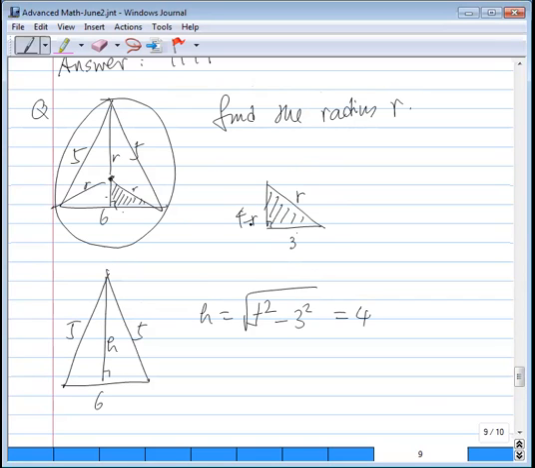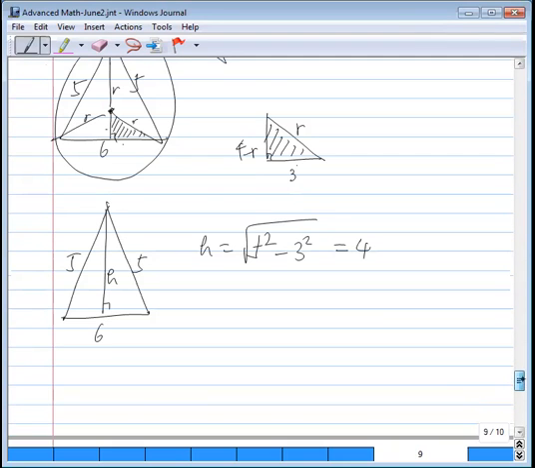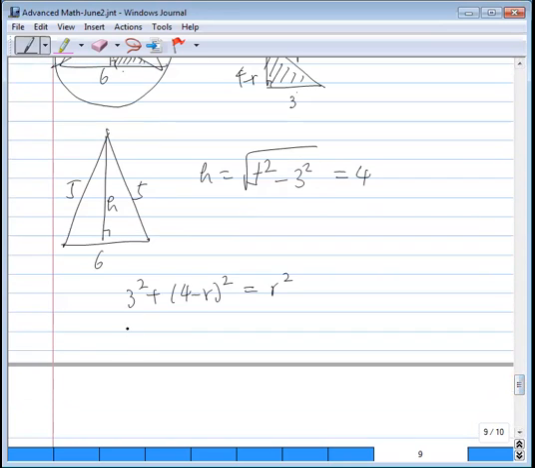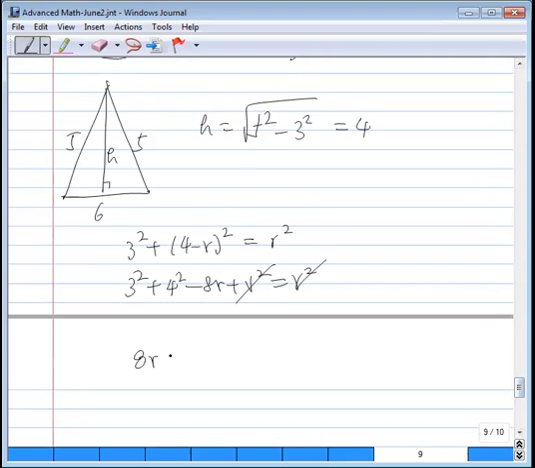Then you apply the Pythagorean theorem to the problem. So 3 squared plus (4 minus R) squared equals R squared. Then you get an equation in R. Then you solve it. R squared is canceled out, and 8R is going to be 25. Then you divide by 8, you get 25 over 8. So that is the answer.